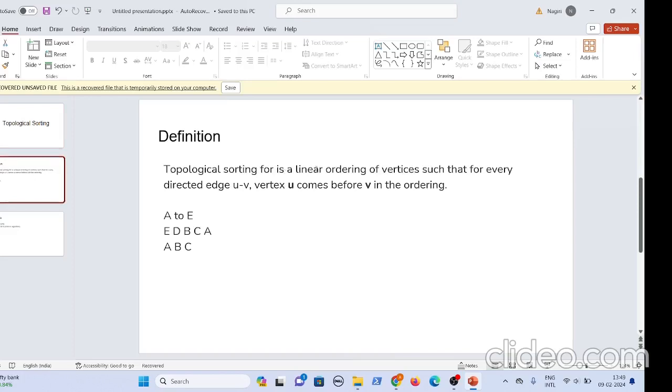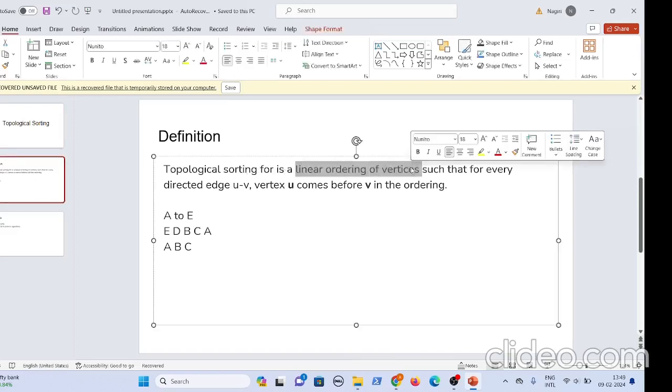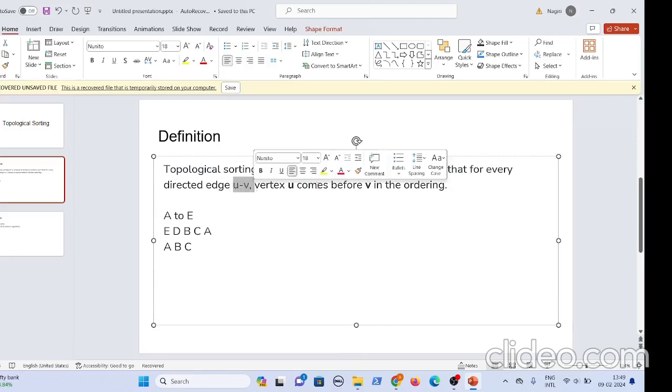So the textbook definition of topological sorting is that it is a linear ordering of vertices such that for every directed edge u comma v, vertex u comes before v in the ordering. So what does that mean?